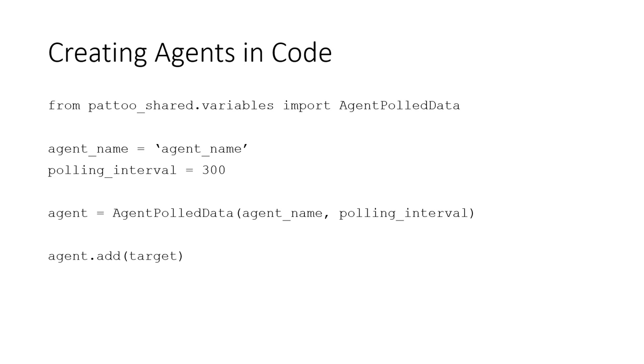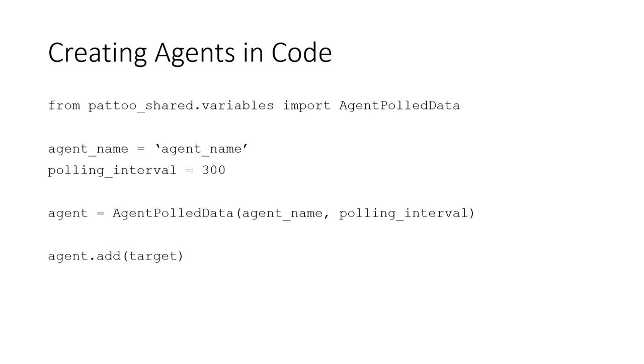From PattooShare.variables, you import agent polled data. You give the agent a name. You give it a polling interval because you want to know how frequently you're polling this information. And this is used as a point of reference for the API when the data is actually inserted into the database. It's just so that when the web part of the API is receiving the data, it knows how to space the data in the charting and then present that on the far end. So this is an important piece of information to have.